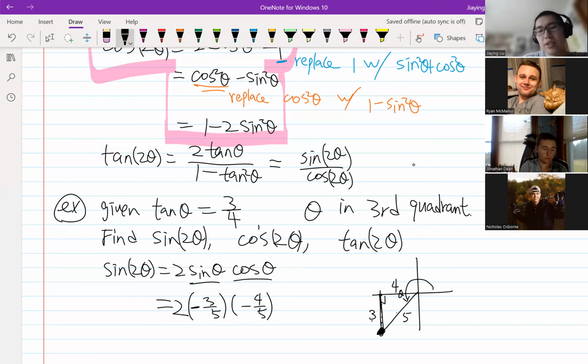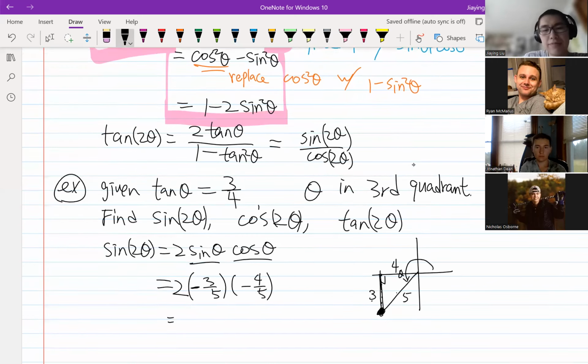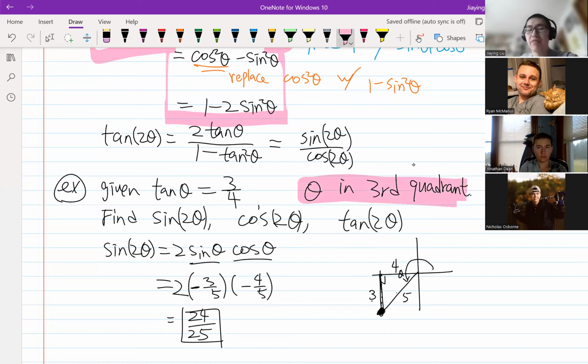And times 2 in front. And now if we simplify, negative times negative becomes positive. So we get 2 times 3 times 4 divided by 25. So that's going to be 24/25. So again, just like a previous example we saw earlier, be careful because the angle is not in the first quadrant. So when we pick the value for sine and cosine, we have to be careful whether we take the positive value or the negative.